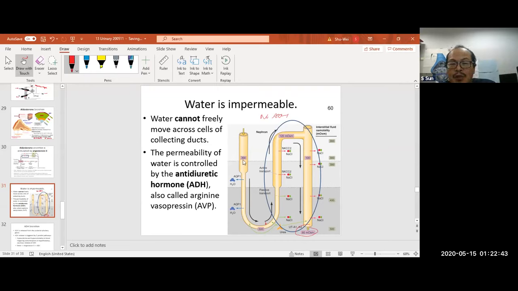Our blood has about 300 milliosmoles, as we should know, and so plasma has that. Filtered through, we have 300 milliosmoles in the proximal convoluted tubule, and it will be diluted from the ascending limb. If we don't have ADH, it will be continually diluted to pee out. And ADH opens up the water channel to allow water to be reabsorbed. So that's the function of ADH.